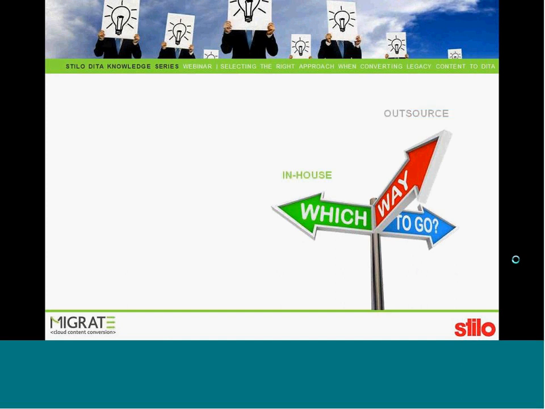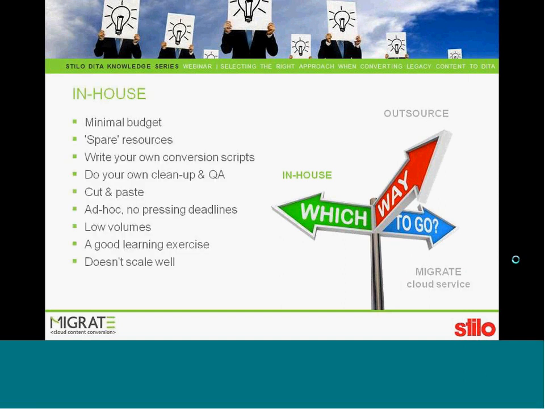One is in-house, one is outsource, and one is using the Migrate cloud service, which I believe represents a completely different approach to in-house and outsourcing services. And look at in-house. Typically, that's characterized by the following points. You'll generally have minimal budget. You have some spare resources, or you've got some time to spare in the documentation team.